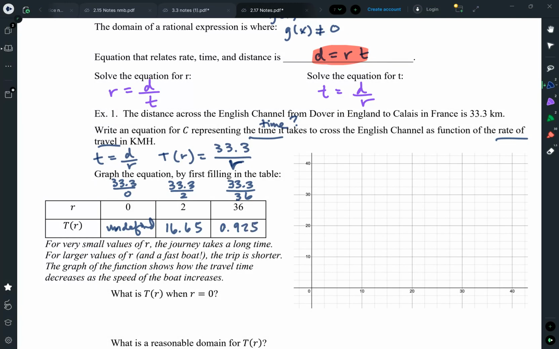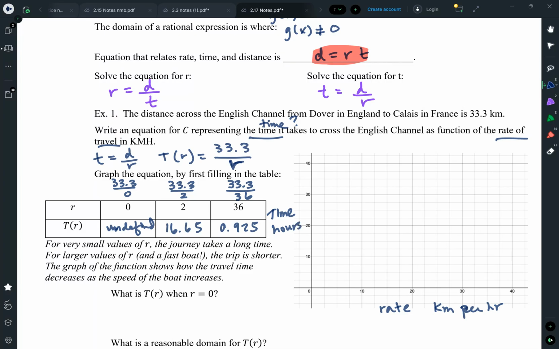So let's go ahead and graph these points that we have here. If our rate is 2, and this is really weird because our rate is like our input, so this is going to be our kilometers per hour. And time is actually on our vertical axis, which is really weird. And time is going to be in hours.